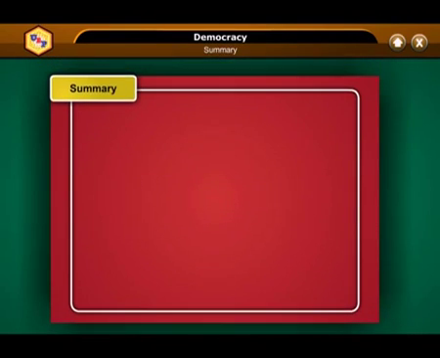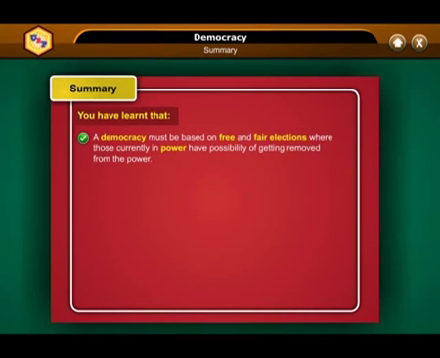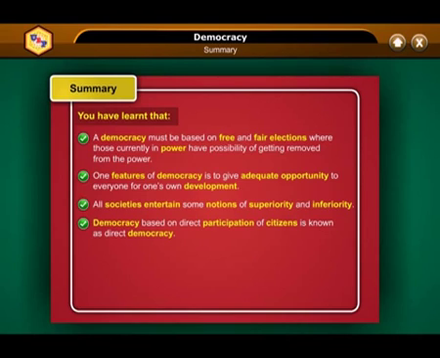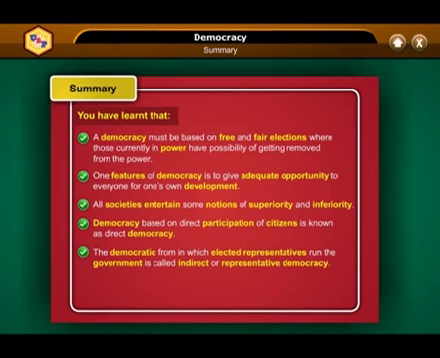Summary. You have learned that a democracy must be based on free and fair elections, where those currently in power have the possibility of getting removed from power. One feature of democracy is to give adequate opportunity to everyone for one's own development. All societies entertain some notions of superiority and inferiority. Democracy based on direct participation of citizens is known as direct democracy. The democratic form in which elected representatives run the government is called indirect or representative democracy.